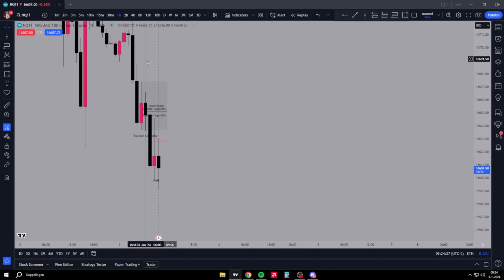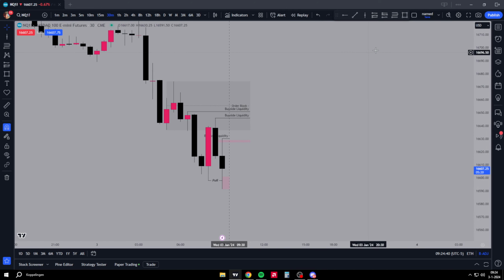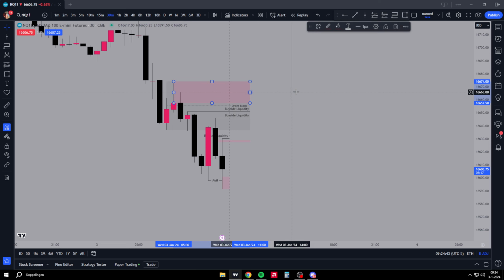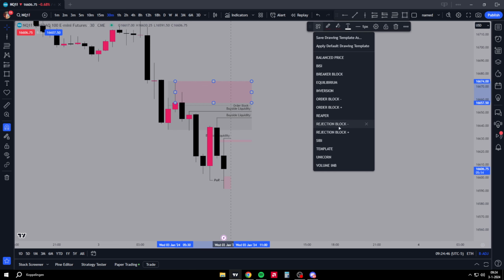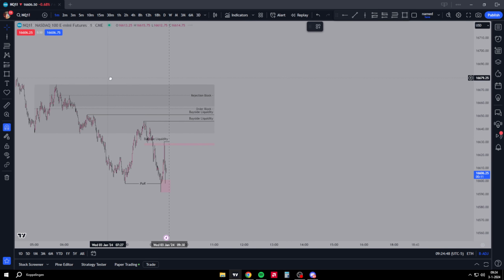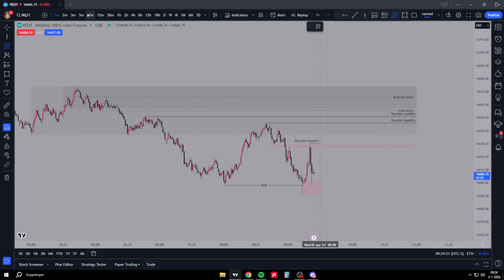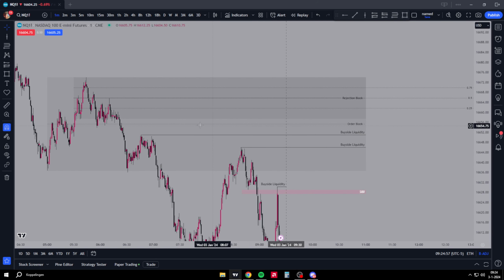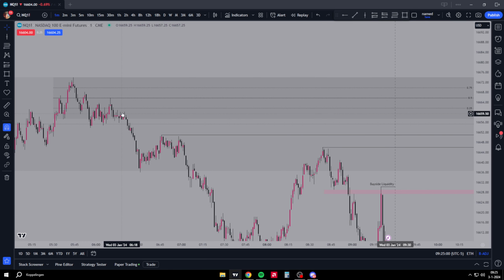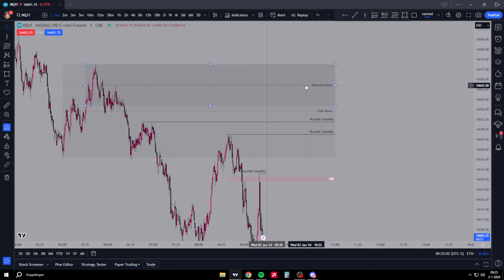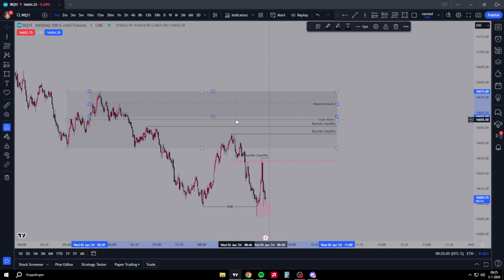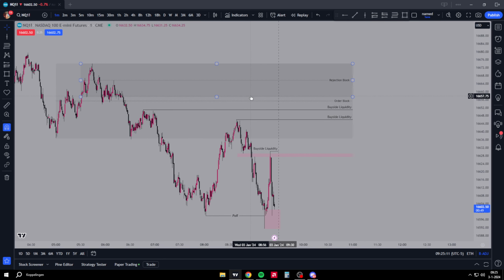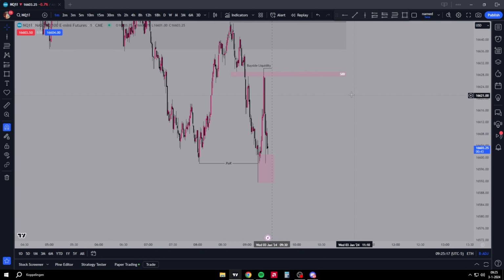Which will also make us step into a rejection block right here in the 30-minute. So I could just mark this out right there, and this would be our rejection block as well. And then let's mark out the quadrants on the rejection block. Maybe this high, but I wouldn't even have this rejection block there. But yeah, we could tap into the mean threshold, maybe tap with a tick into the rejection block. But I'll just have it here to make it look cleaner.